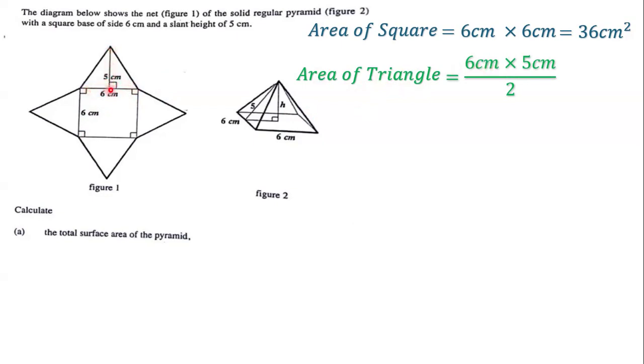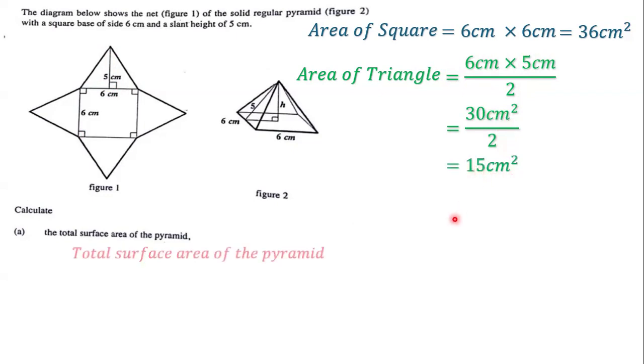So we have the base multiplied by the height. The base is 6 centimeters, the height is 5 centimeters. So base times height, 6 centimeters times 5 centimeters divided by 2. So base times height all over 2. The base is 6, the height is 5, and so it's going to be 30 centimeters squared, all divided by 2. And so we have 30 centimeters squared divided by 2, which gives us 15 centimeters squared.